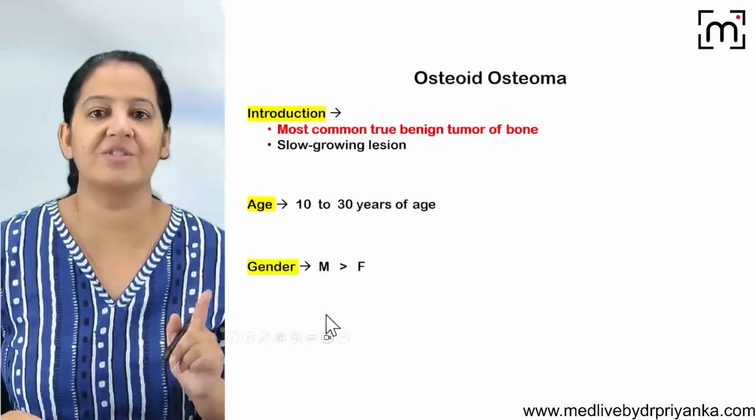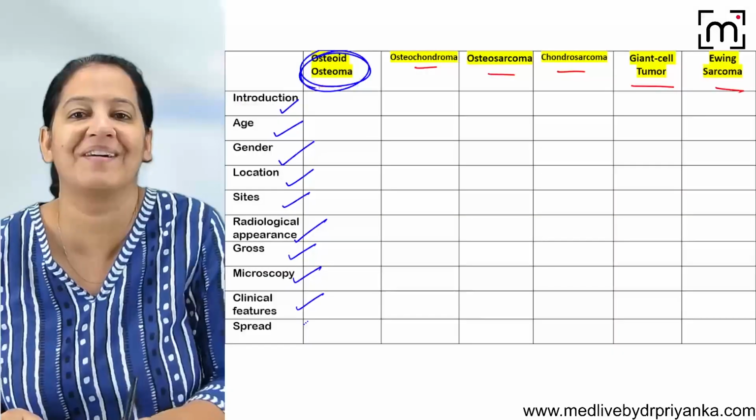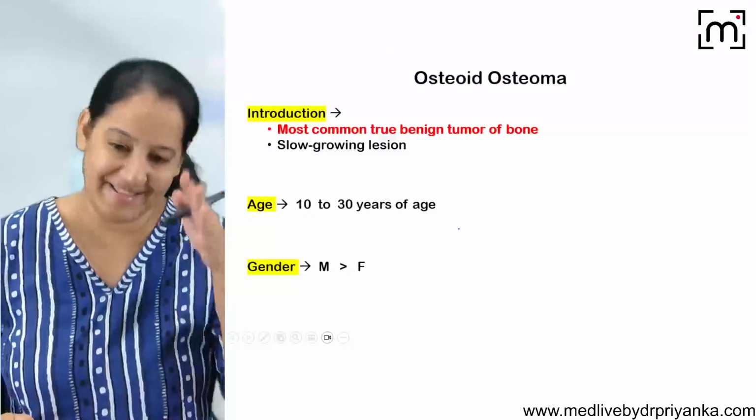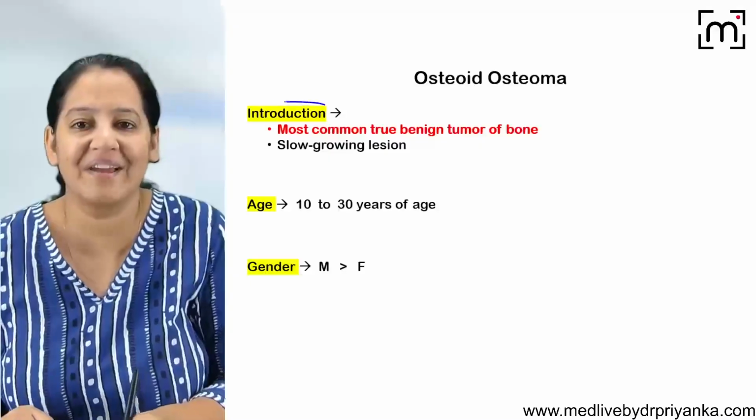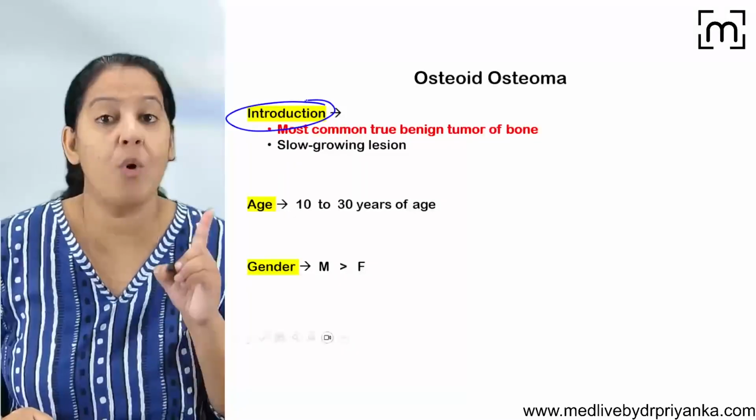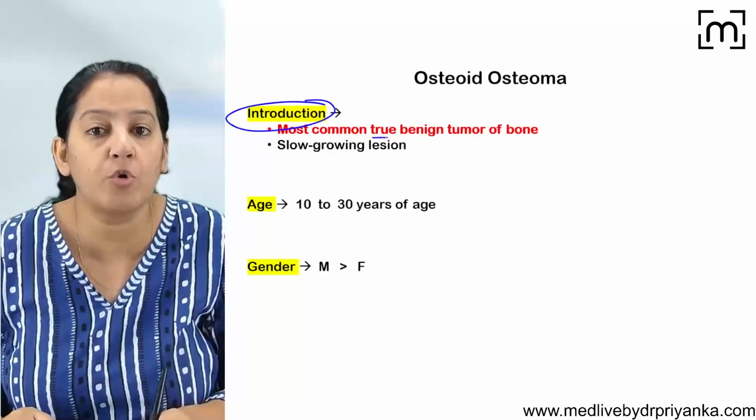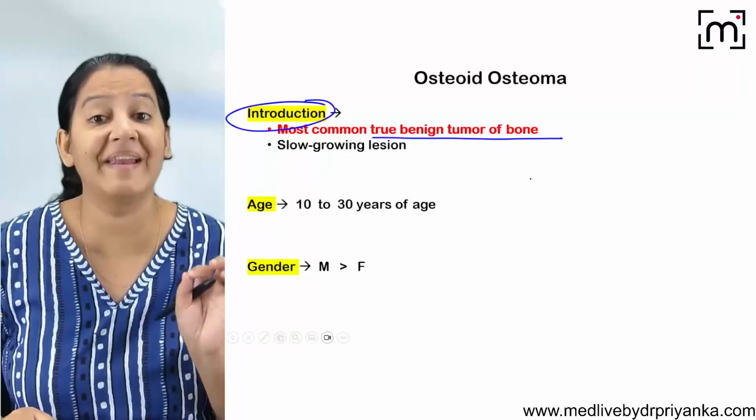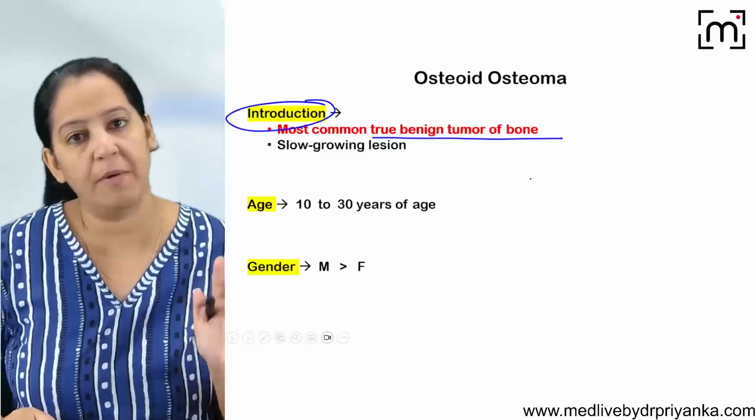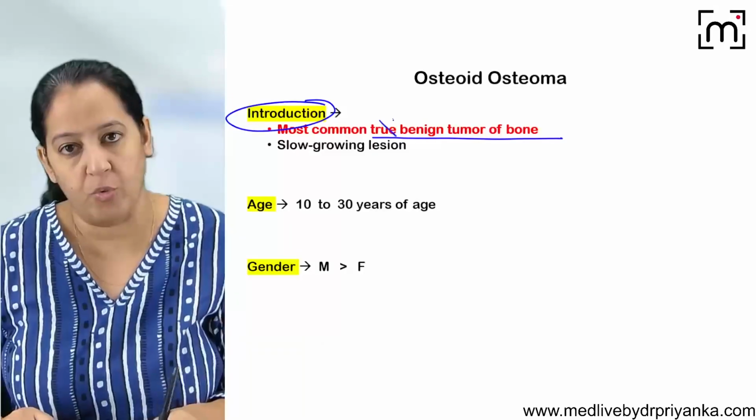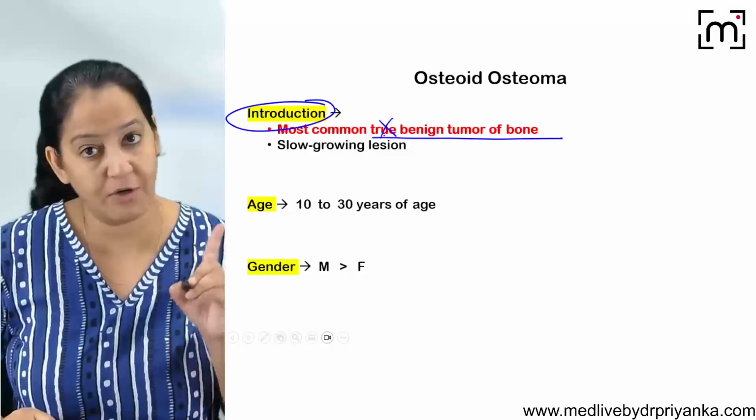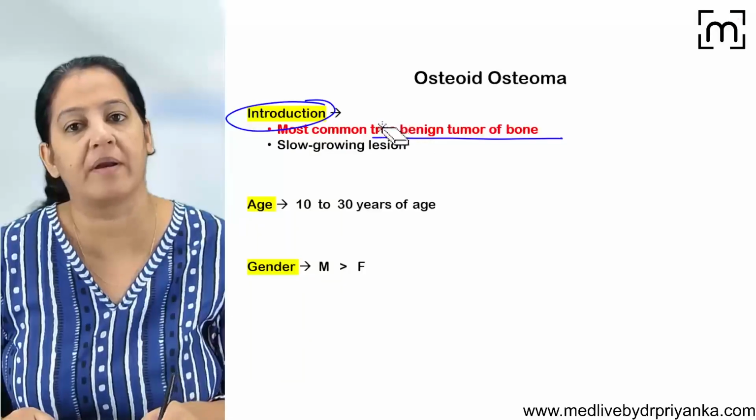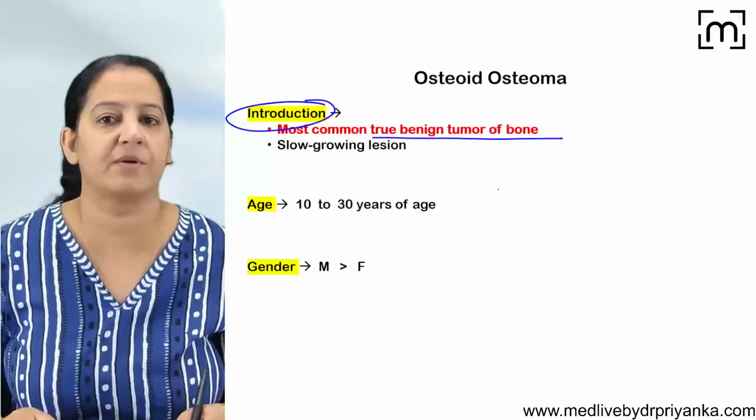So let's start with the first tumor, osteoid osteoma. We will study under these headings only. Let's start with the introduction. As I told you, osteoid osteoma is the most common true benign tumor of the bone. It's not the most common benign. If I remove the word true, then the answer is osteochondroma, but osteochondroma is not a true tumor. Among the true benign tumors of the bone, it is osteoid osteoma.